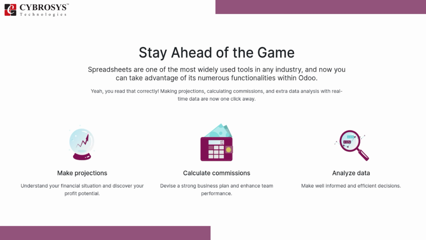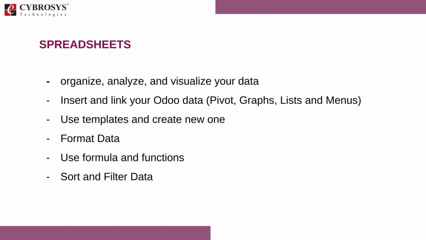Then comes the Spreadsheet module. Spreadsheets are one of the most widely used tools in any industry, and are now integrated with Odoo. It allows different functionalities to organize and format your entire data. So with the conditional formatting option, you can effortlessly detect critical issues and identify patterns and trends.